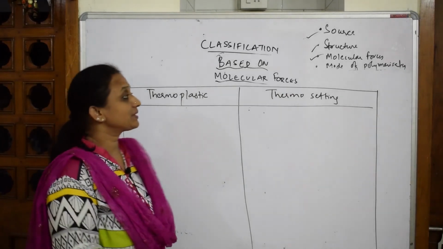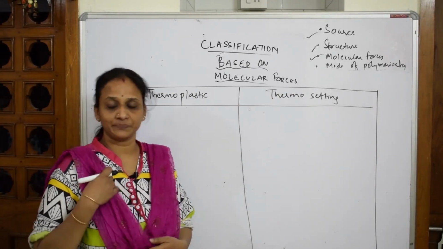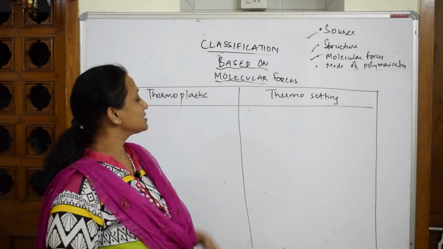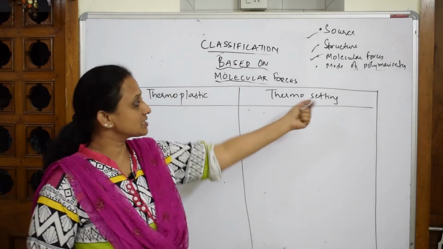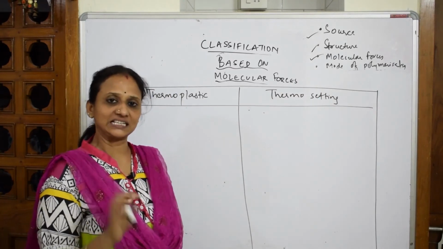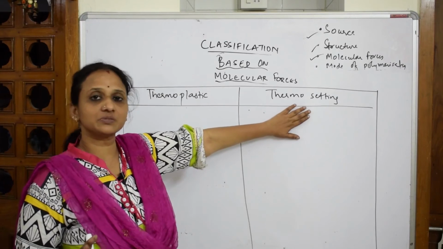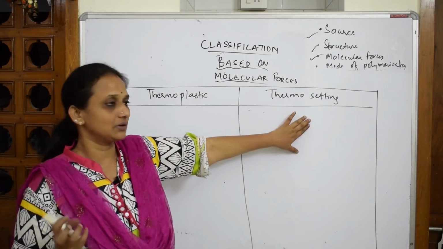Let's come back and see the next type of classification based on molecular forces only. It is a continuation of your elastomers and fibers. As the names suggest, thermoplastic and thermosetting. Remember, setting means once you heat it and it is set, it can't be reversed. You can't revert back to its original shape.